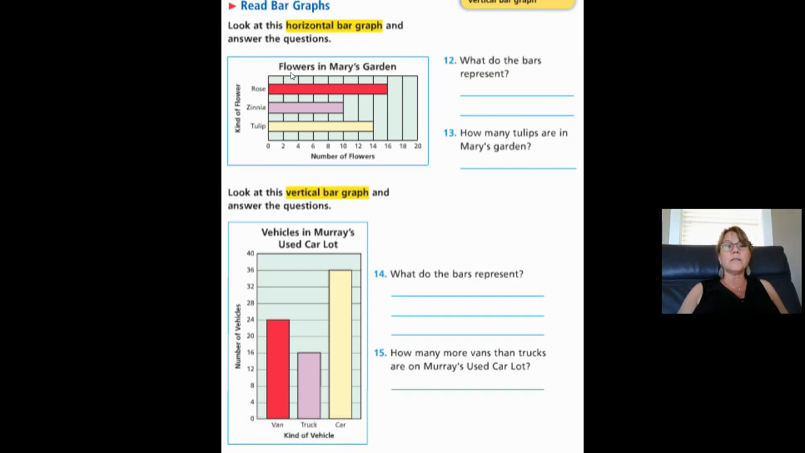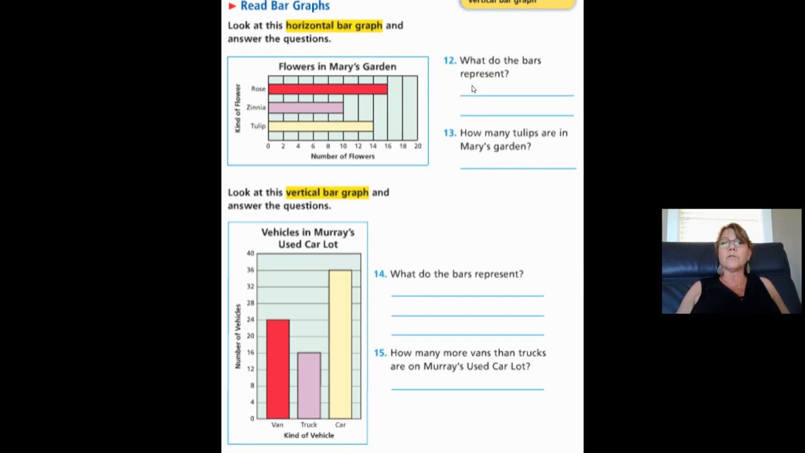And in this case, you also want to look at the title and you want to look at what this side represents, and look down here at the number of flowers. How does it go up? In this case, it's going up by twos. So if something's halfway between these, it's going to be just one up instead of two up. So halfway between 16 and 18 would be 17 right here.